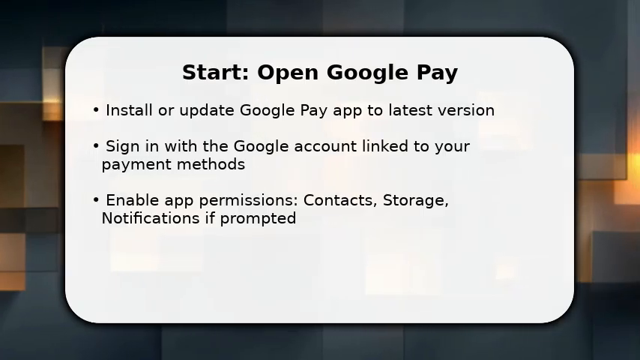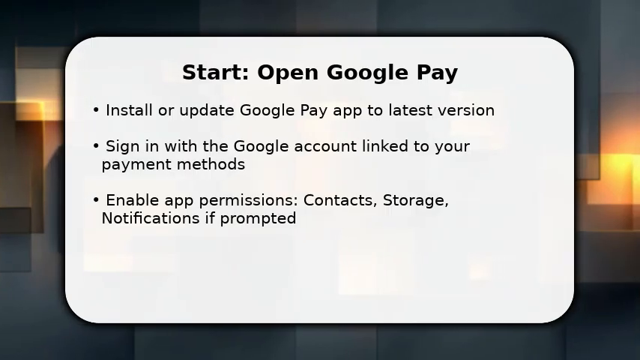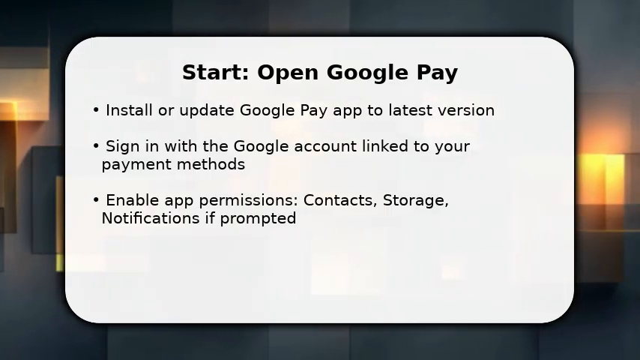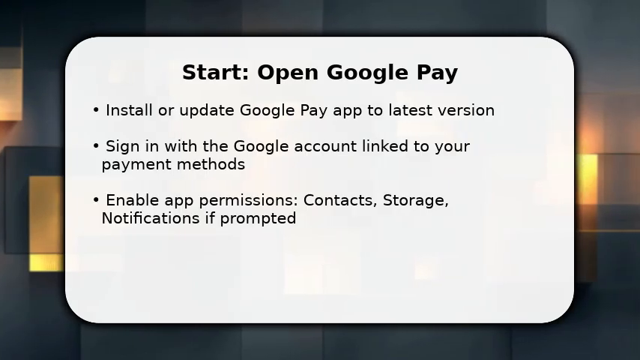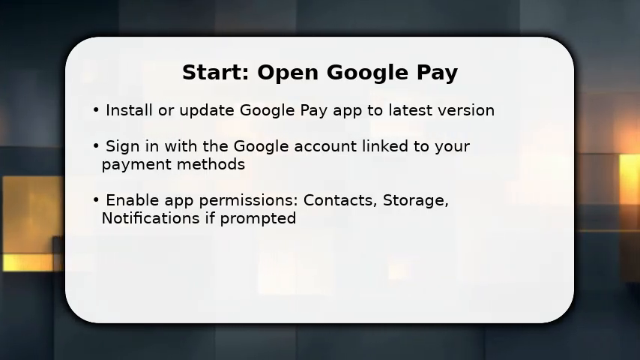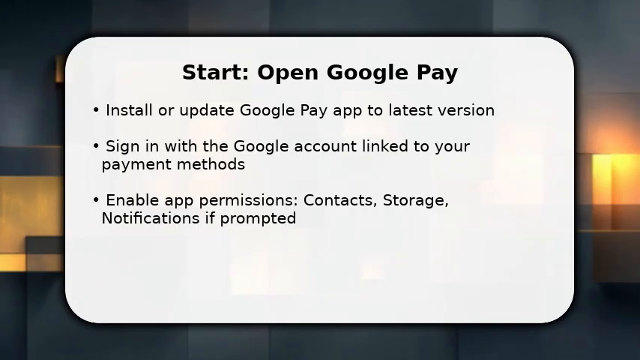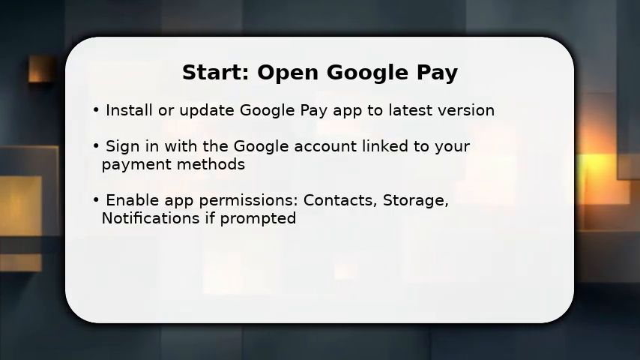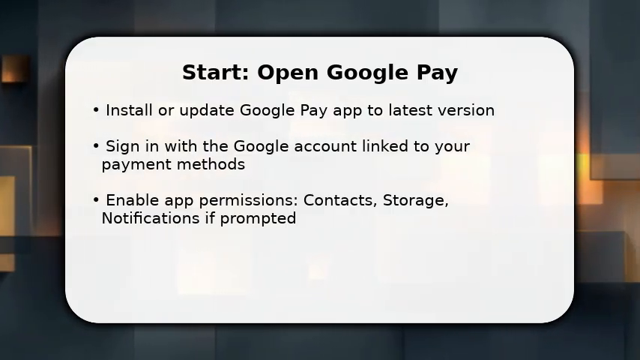You'll begin by opening Google Pay and signing in with the account tied to your cards or bank. Tap the app icon, wait for the home screen to load, and make sure the app is updated. Outdated versions hide features. Once signed in, confirm the primary payment method displays at top.